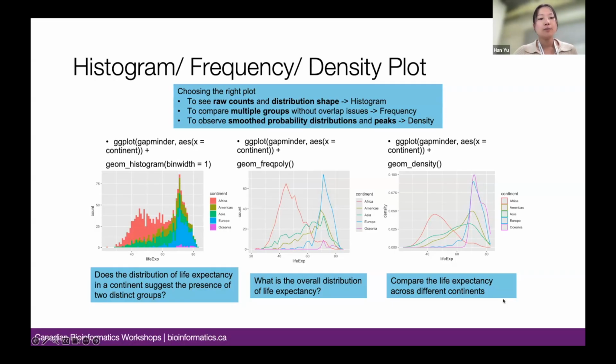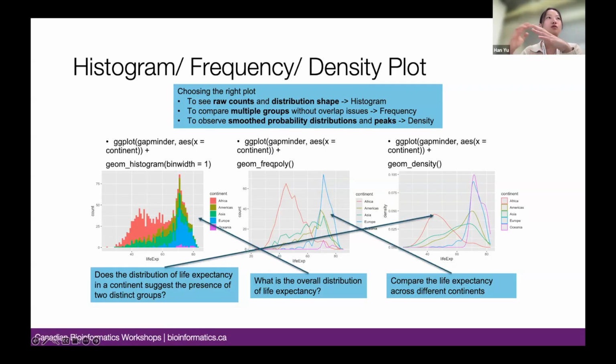Okay, the last one compares the life expectancy across different continents. So this one is trying to compare the distribution across different continents. So we can use the frequency plot. So these are the differences between these 3 plots. Okay.